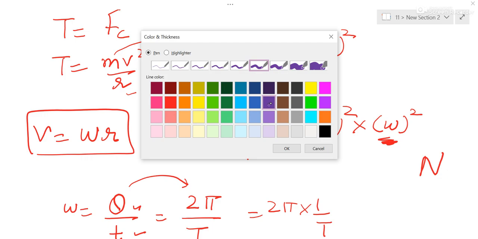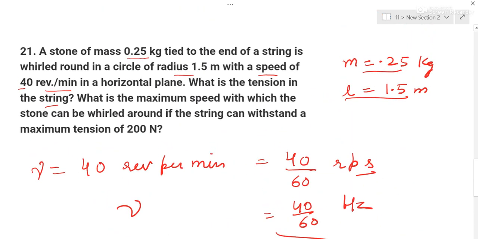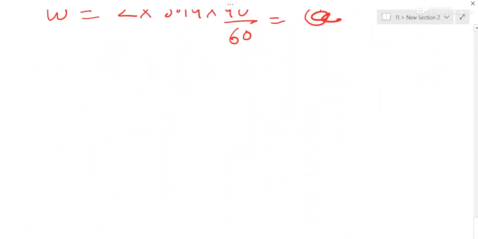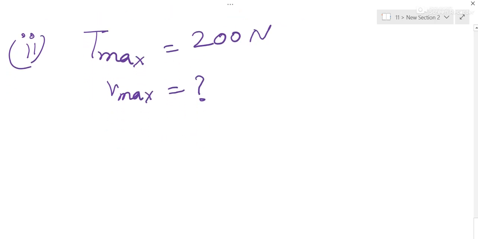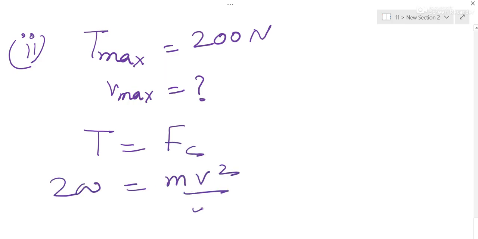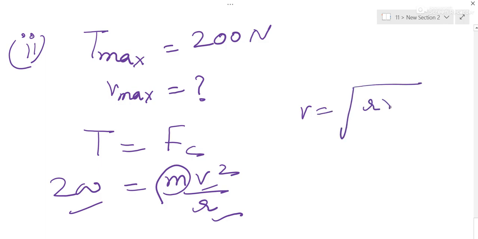So one more part is there of this question. Let us see what is that. What is the maximum speed with which the stone can be whirled around the string if it can withstand maximum tension of this? So the second part of the question is maximum tension given as 200 Newton. We have to find out maximum speed. So it is simple. Tension is again equal to centripetal force. So 200 is equal to mv square by r. R is length of the string which is given, mass is given, everything is given, v can be found.